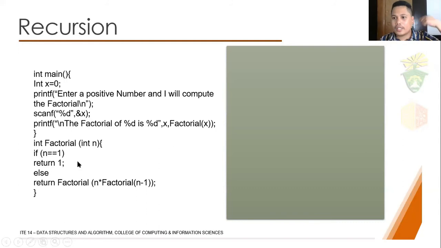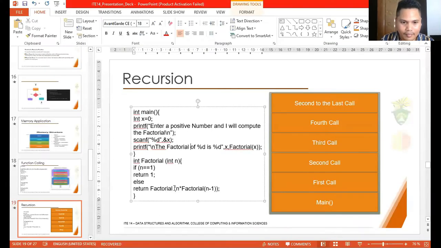Kaya mag-stop na ka, meaning dili na ka mo-recursive. Dili na nimo i-call balik ang function for execution. Stop na ka. Else, if ang n is not equal to 1, therefore mag-recursive call ka. Wherein, I have here, so this is wrong. So dapat we have n and this one.